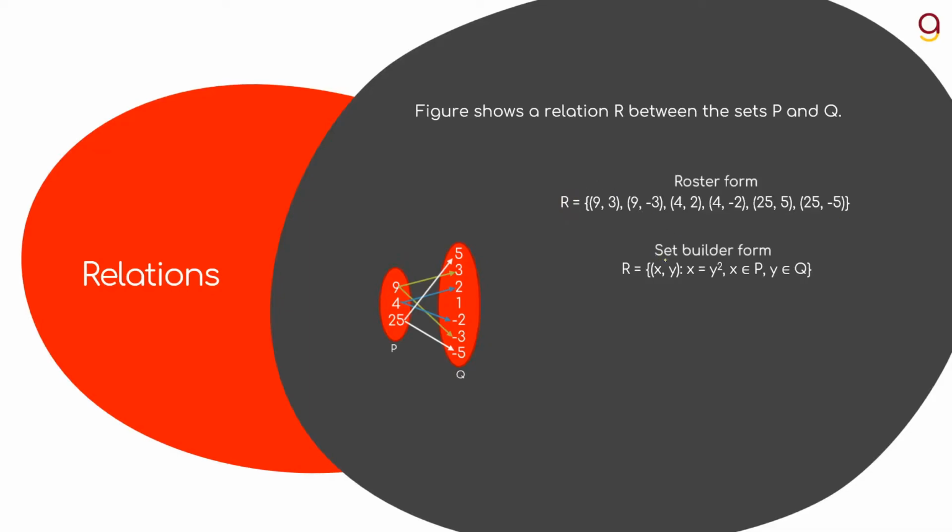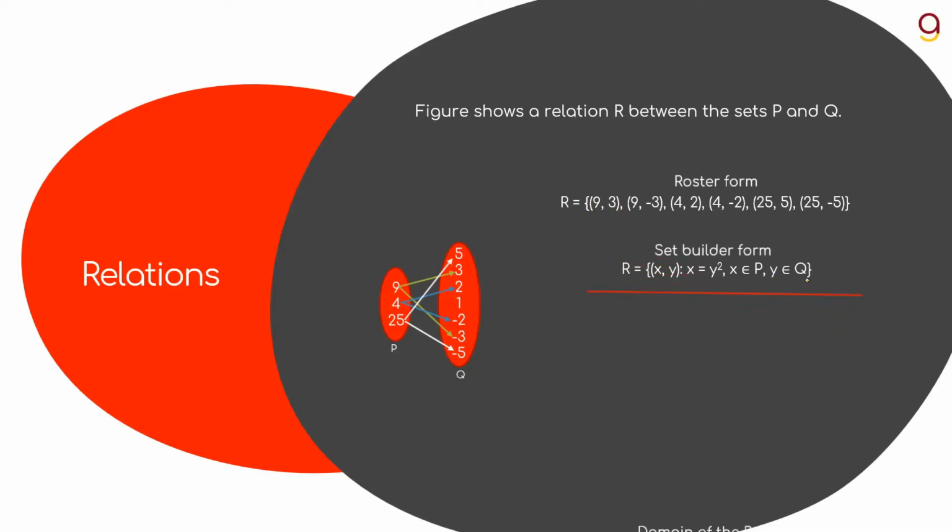Now let's talk about the set builder form. A set is described by characterizing the property of its elements. Can you see any property of the elements? Here, the element 3 and the element 9. Can you see any characteristics between these two elements? Yeah, x = y square. So how can we write this using the set builder form? R = {(x, y) such that x = y square}. Here x belongs to set P and y belongs to set Q. Hope you are clear till here.